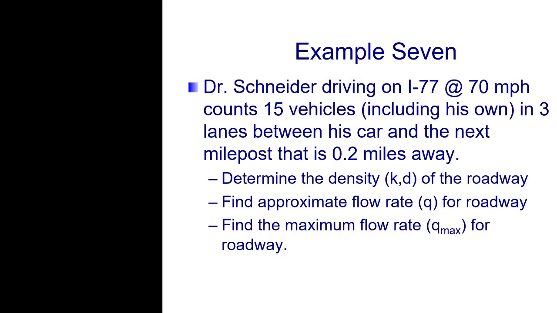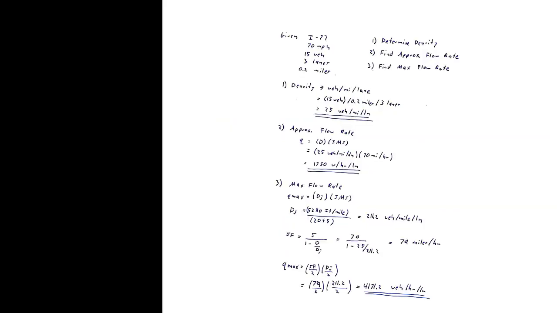Example 7. Dr. Schneider is driving on I-77 at 70 miles per hour, counts 15 vehicles, including his own, and 3 lanes between his car and the next milepost at 0.2 miles away. Determine the density of the roadway. Find the approximate flow rate, Q, for the roadway, and find the maximum flow rate, Q max, for the roadway.